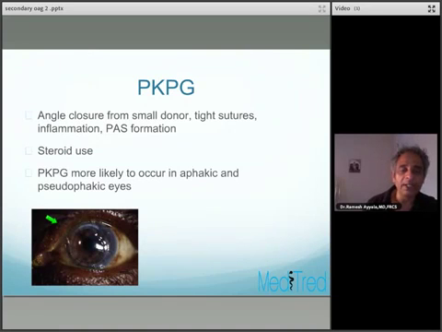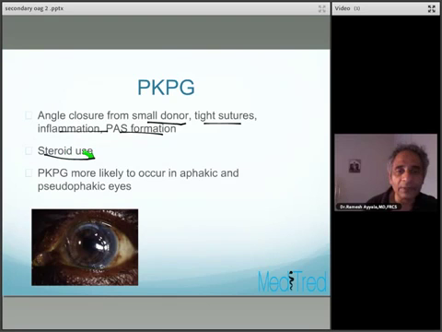Penetrating keratoplasty: the most common cause for patients to lose their vision following penetrating keratoplasty is undiagnosed or misdiagnosed glaucoma. The glaucoma is usually a result of mechanical problems. The angle collapses from a combination of trabecular meshwork area distortion from a small donor, tight sutures, inflammation, peripheral ciliary adhesions, steroid use, etc.